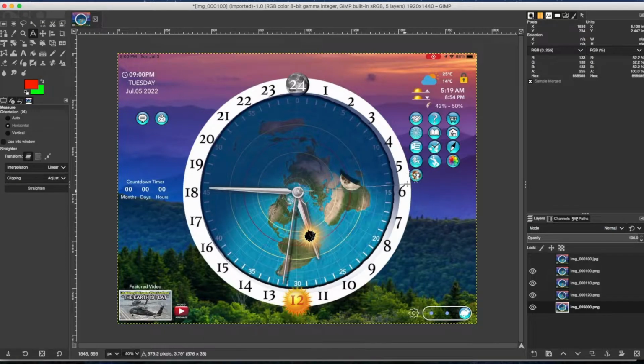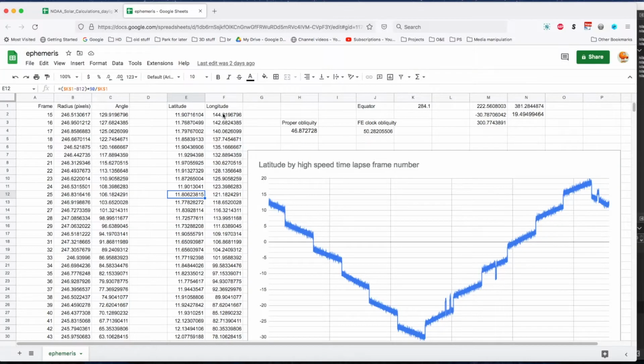That would be 0, 45, 90, 180, 270, all the way back to 360 degrees. So I'm taking that angular coordinate and turning it back into a longitude.